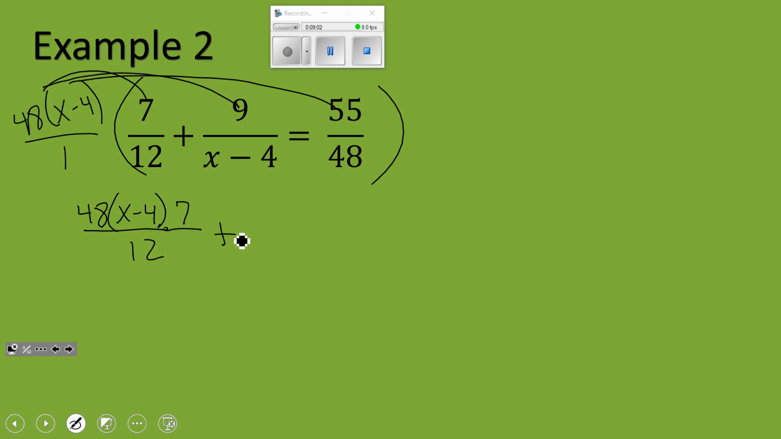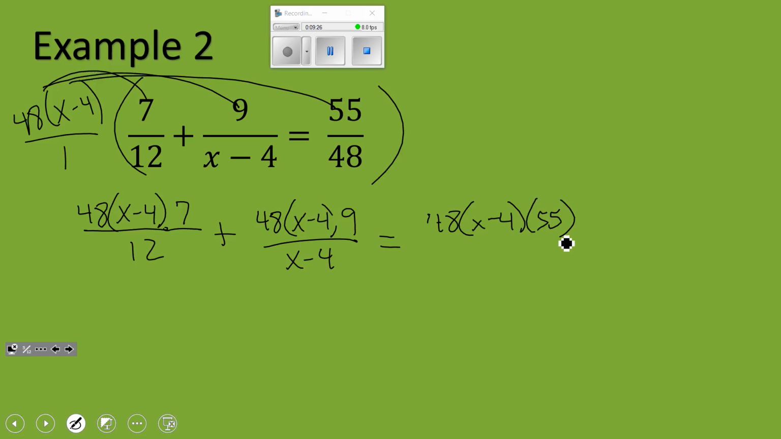Any questions on that? When I take it to the second fraction, what will I have? 48, x minus 4, and a 9 over x minus 4. And when I take it to the third fraction, I will have a 48, an x minus 4, and a 55 over 48. Okay, then what do we do? Cancel.